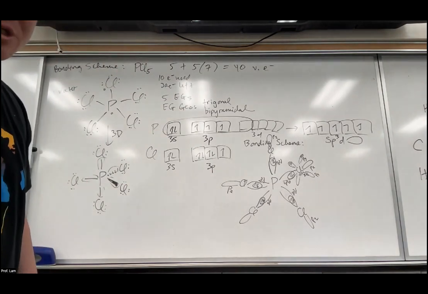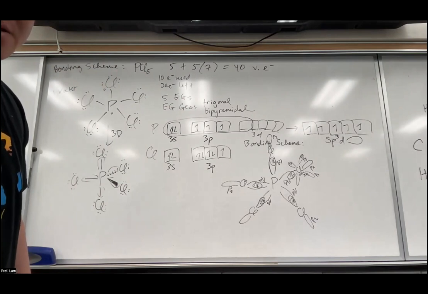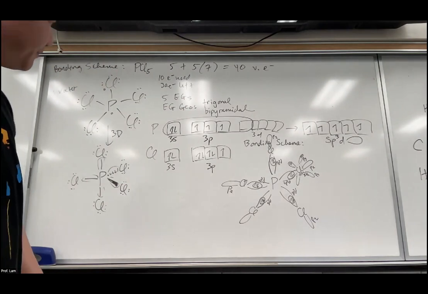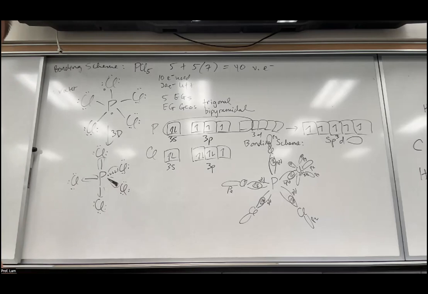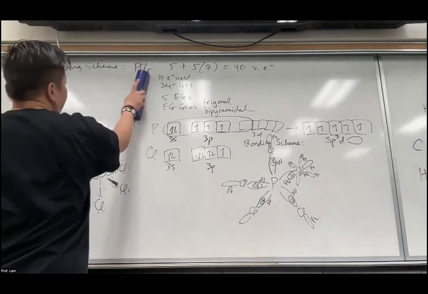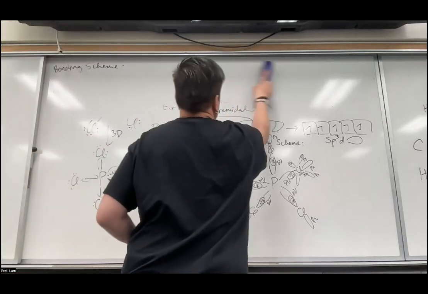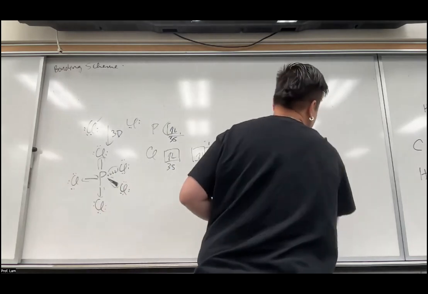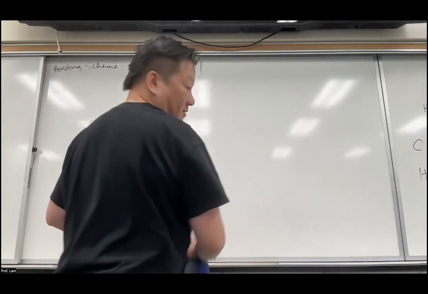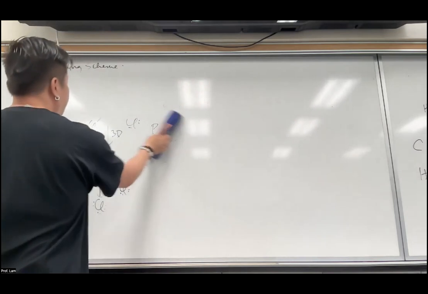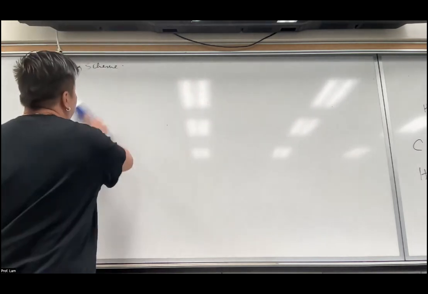Okay, let me show you guys now what happens when we have double bonds. How does the bonding scheme look like now? So let's do an example with C2H6. Actually, C2H4.